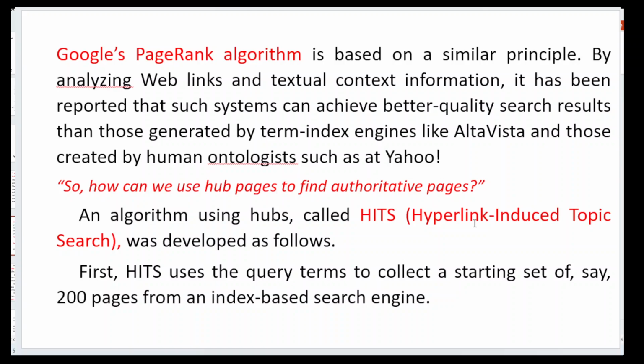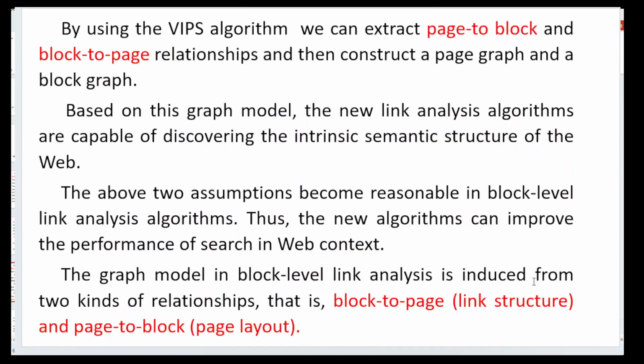So in that way, the Google PageRank algorithm helps us in mining the relevant information. And how do these web pages find the authoritative pages? Authoritative pages means the algorithm which uses hubs, which is called HITS, hyperlink induced topic search, where it uses the query terms to collect the starting set of 200 pages from an index based search engine.